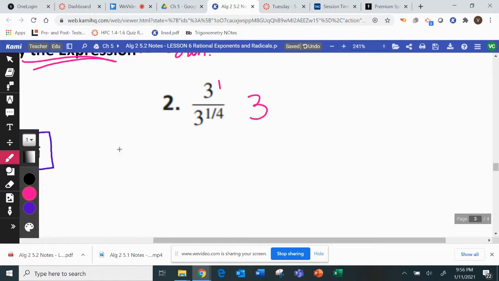Okay, we are subtracting the exponents, so 3 to the first minus the 1/4. Need common denominator, so 3 to the 4/4 minus 1/4. So I get 3 to the 3/4.